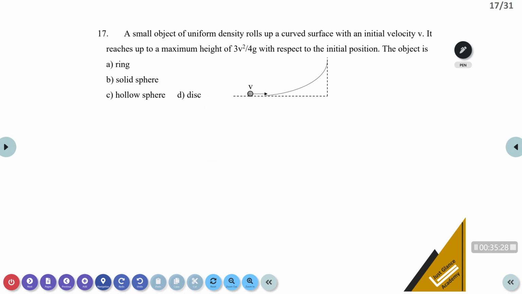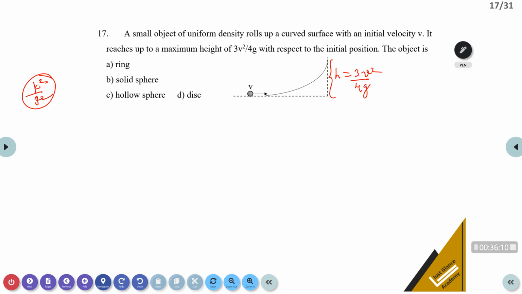A small object of uniform density rolls up. Now it moves like this with velocity v. It reaches a maximum height, and the height given is H equal to 3v square divided by 4g. To reach this height, what should the object be? Is it a ring, solid sphere, hollow sphere or this? You can judge it only by the value of K square by R square. Very interesting question.